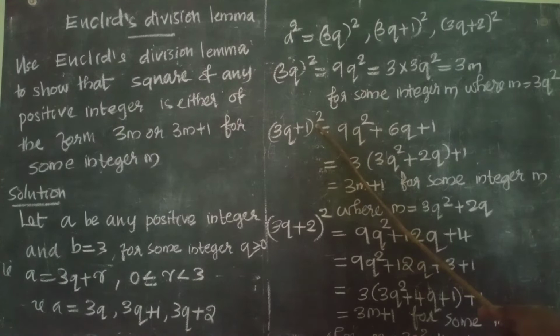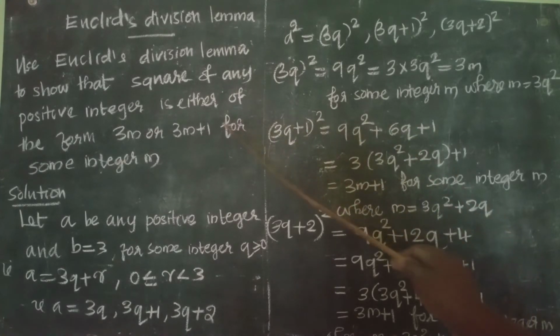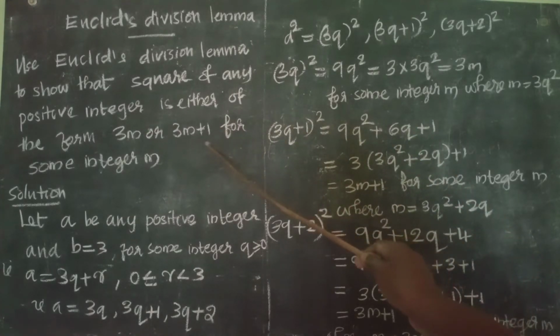Second, 3q plus 1 whole square. This we can expand by using the identity a plus b whole square, that is equal to a square plus 2ab plus b square. So we get that is equal to 9q square plus 6q plus 1. We need to change into this form 3m plus 1.